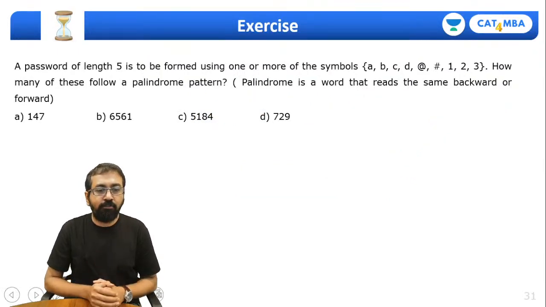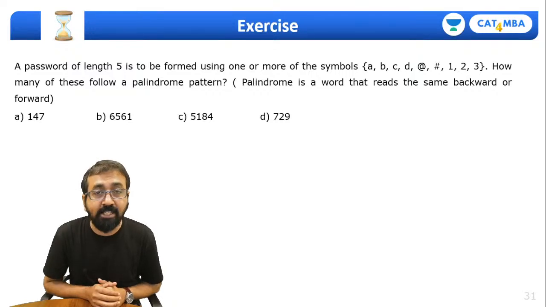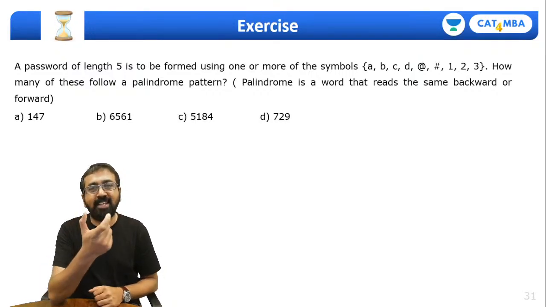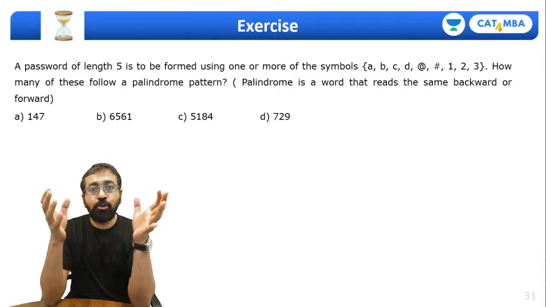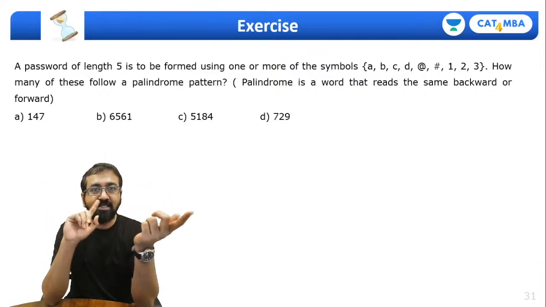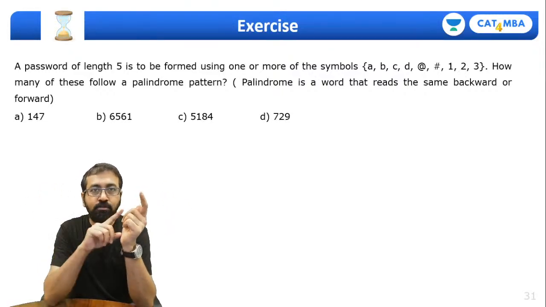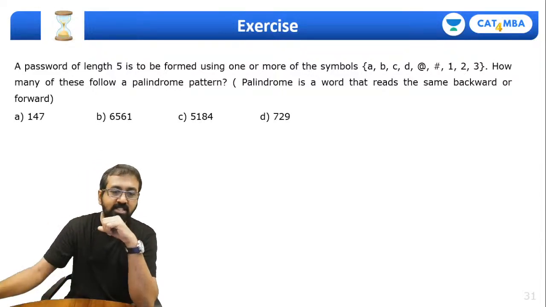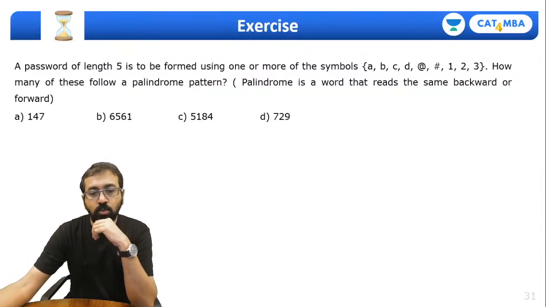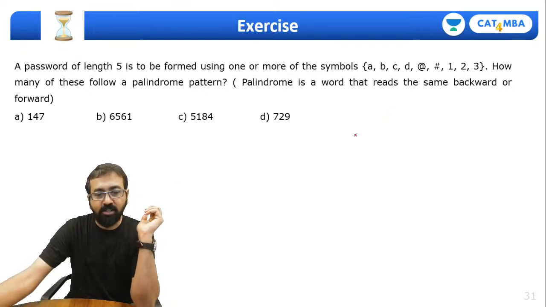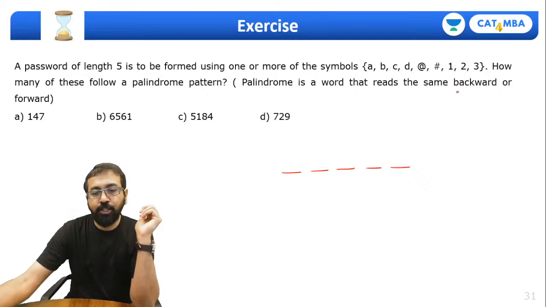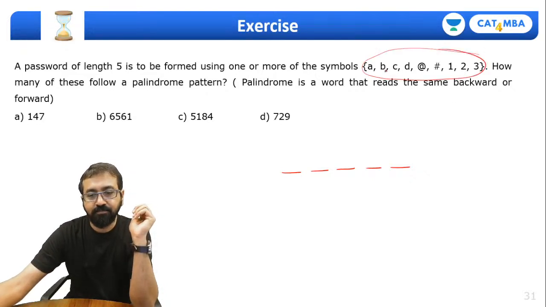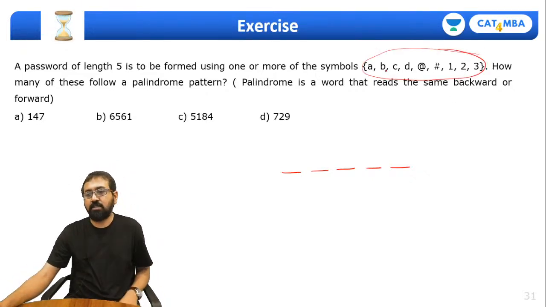So a password of length 5 is to be formed using one or more of the symbols, and how many of these follow a palindrome pattern? Now, new word, in case you haven't heard about palindrome, that means it reads the same in either order, left to right or right to left. I'm sure you understand. So palindrome is a word that reads the same backward or forward. So let's quickly understand, there are 5 positions and we need to fill them. Can you tell me what will be the answer for this, everyone?